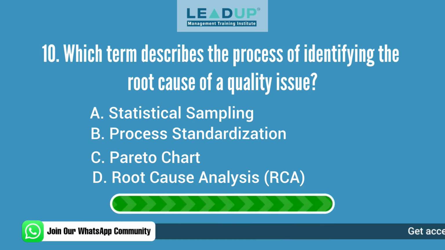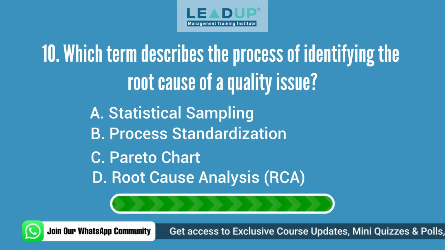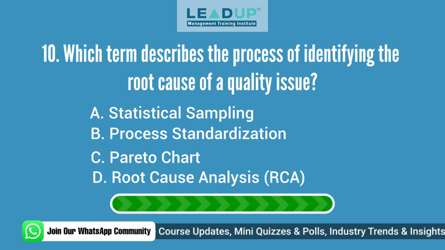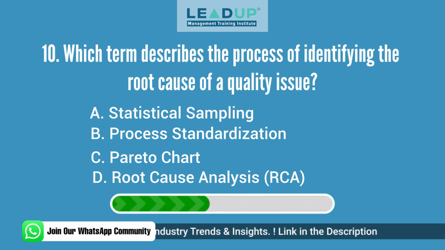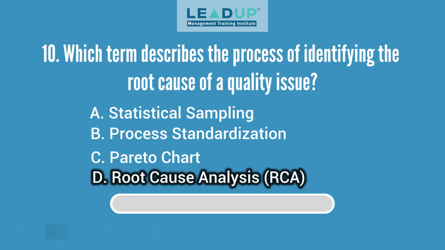Question 10. Which term describes the process of identifying the root cause of a quality issue? A. Statistical sampling, B. Process standardization, C. Pareto chart, and D. Root cause analysis, RCA. The answer is root cause analysis, RCA.